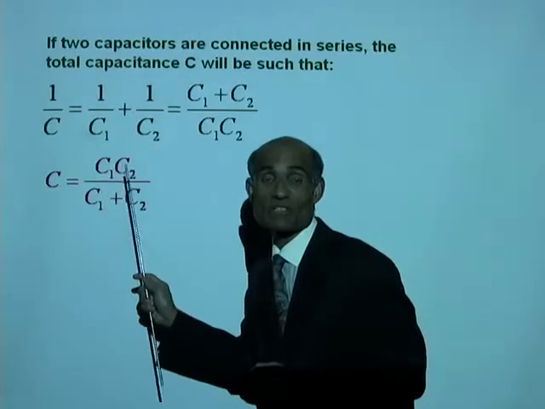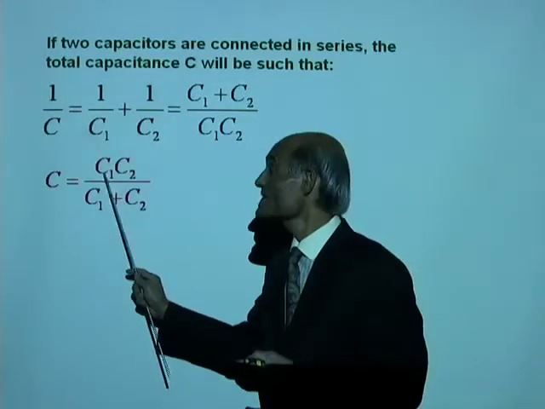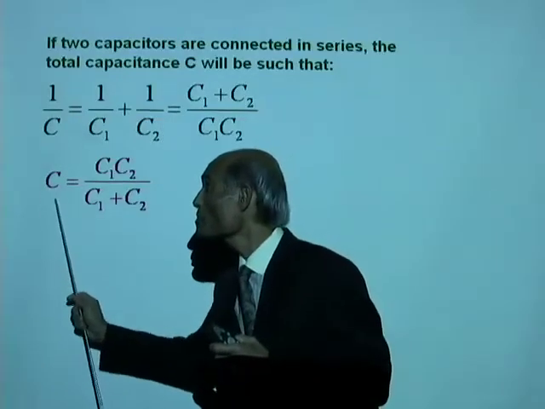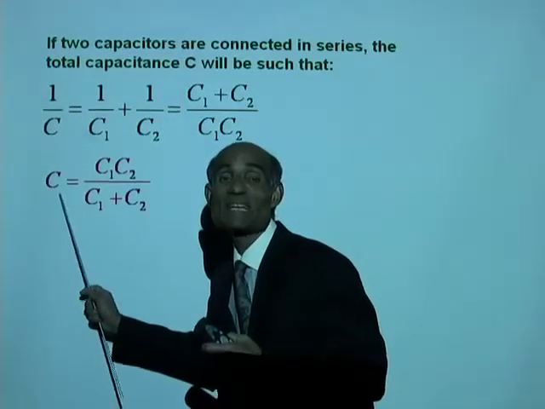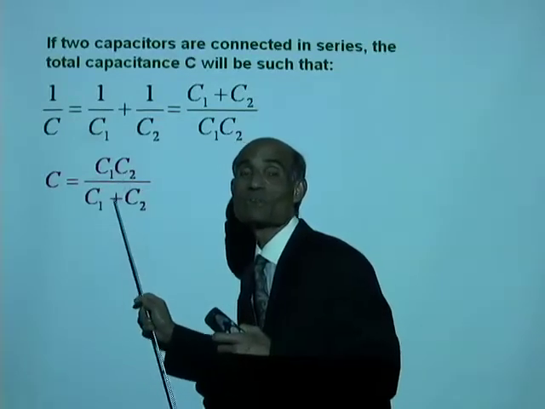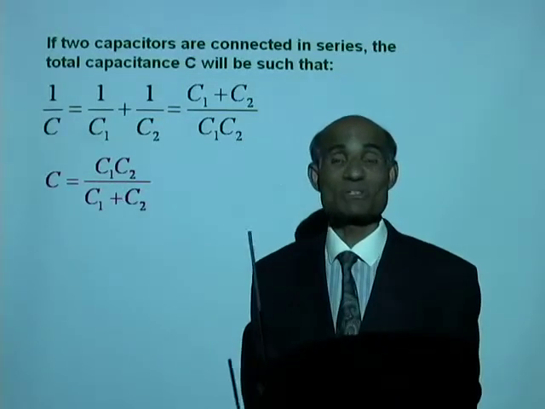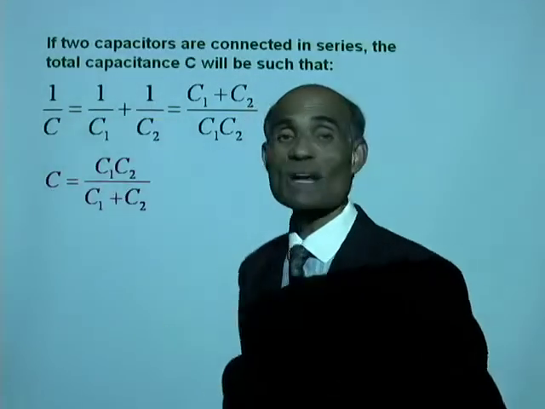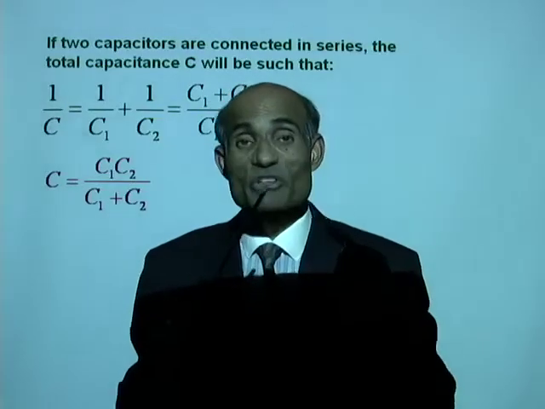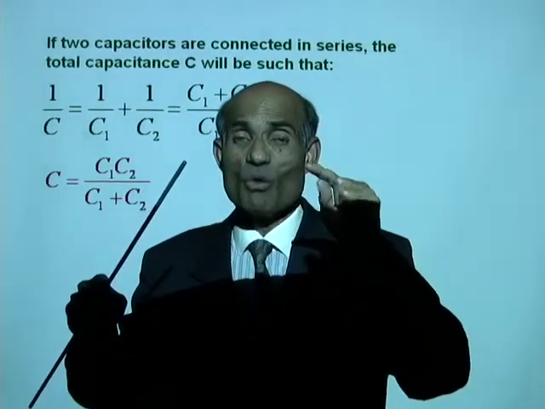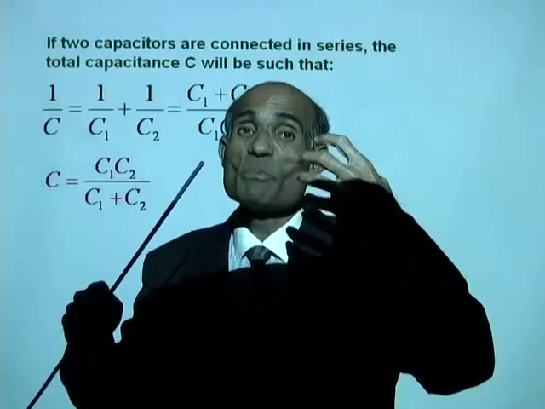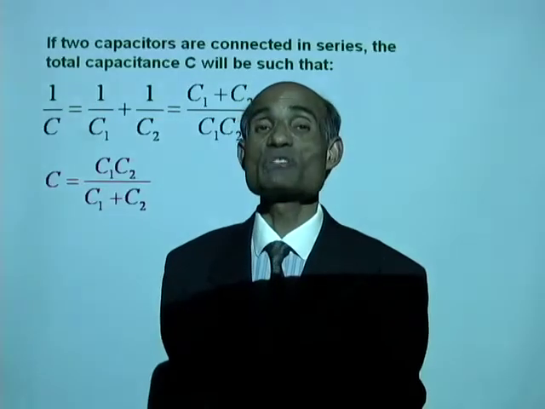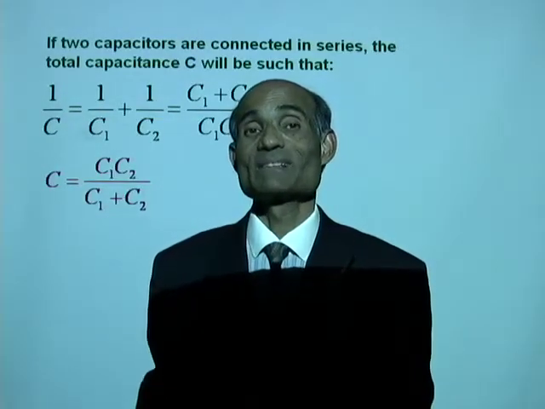When two capacitors of capacitances C1 and C2 are connected in series, the total capacitance of the combination C equals C1 C2 divided by C1 plus C2. A very important relation. Now tell me, when capacitors are connected in series, will the total capacitance be greater or smaller than any of the capacitors we used here? What do you think?